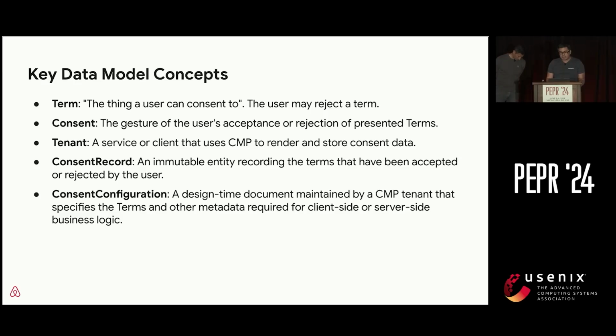Consent is the gesture of a user's acceptance or rejection of the presented terms. A tenant is the service or client that uses CMP to render and store consent data. And a consent record captures the terms that have been accepted or rejected by the user. It's meant to be immutable, and the collection of consent records in our data store serves as an audit log for investigation purposes.